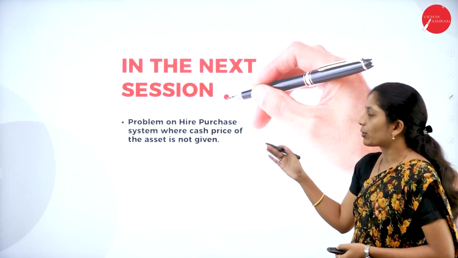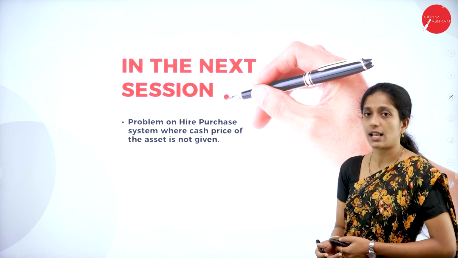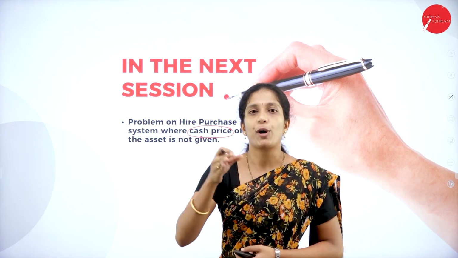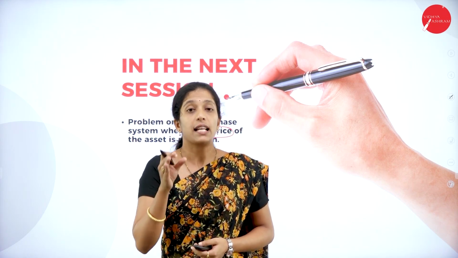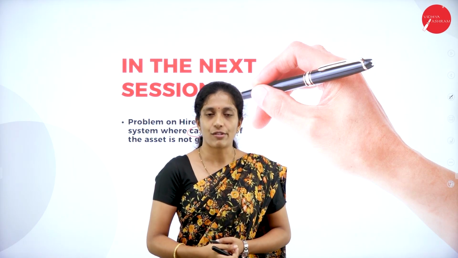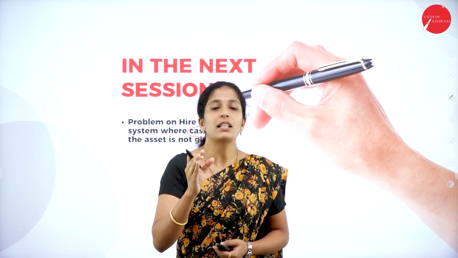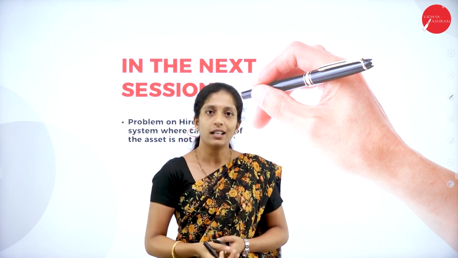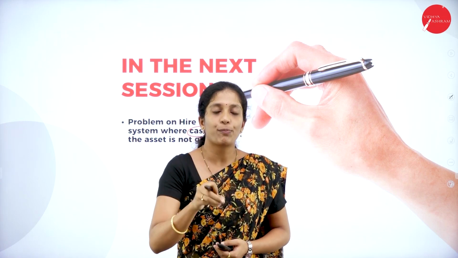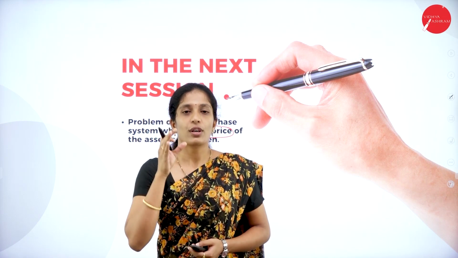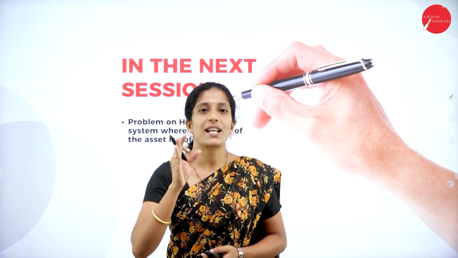So in my next session, I am going to solve a problem on hire purchase system where the cash price of the asset is not given. So we shall continue with one more problem so that you can clearly understand, if the cash price of the asset is not given, then how we are going to prepare the accounts. What we have to do is come from the last installment to the first installment in order to calculate the cash price. And if it is in the books of the hire purchaser, then we have to calculate the depreciation also. So if you are familiar with the journal entries, it's very easy to post those journal entries to ledger accounts.